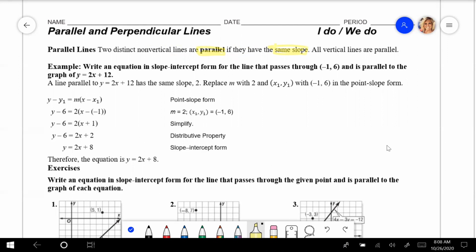Right here, the example they give you is write an equation in slope-intercept form that passes through a point, and it's going to say it's parallel to this line right here. If the lines are parallel, that means they have the same slope. In this equation, it's already in slope-intercept form, the slope is 2x. That means it has a slope of 2. You're going to replace the m with 2, and then use the point they give you. We've already worked on writing equations of lines in point slope form. So let's look at how we can apply this.